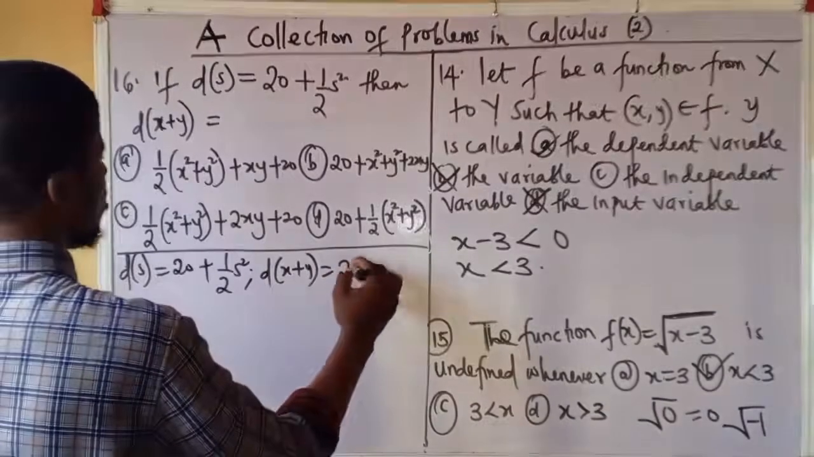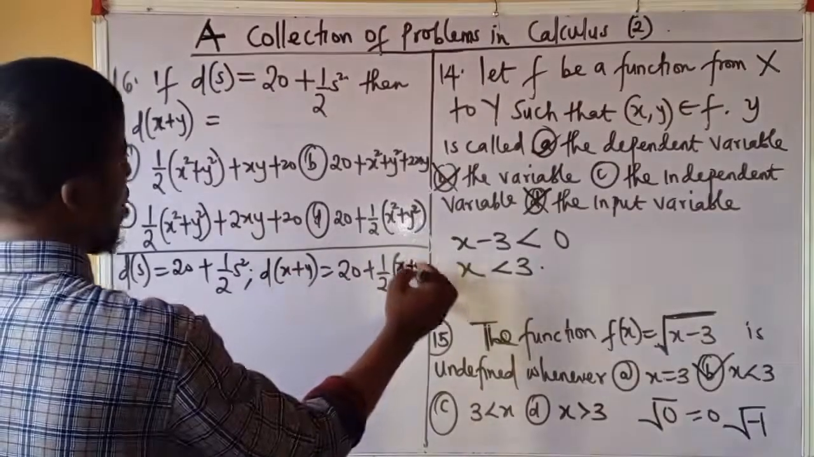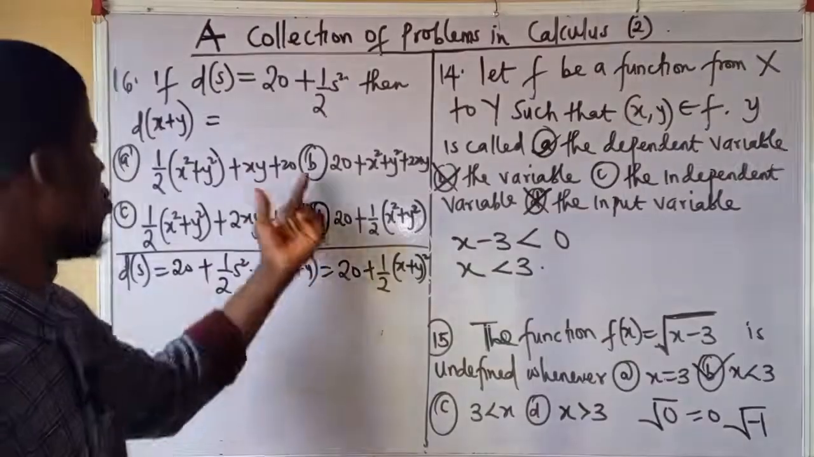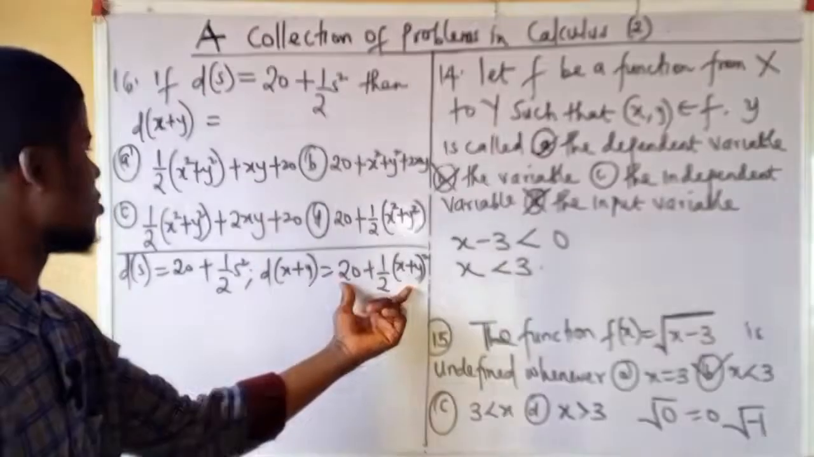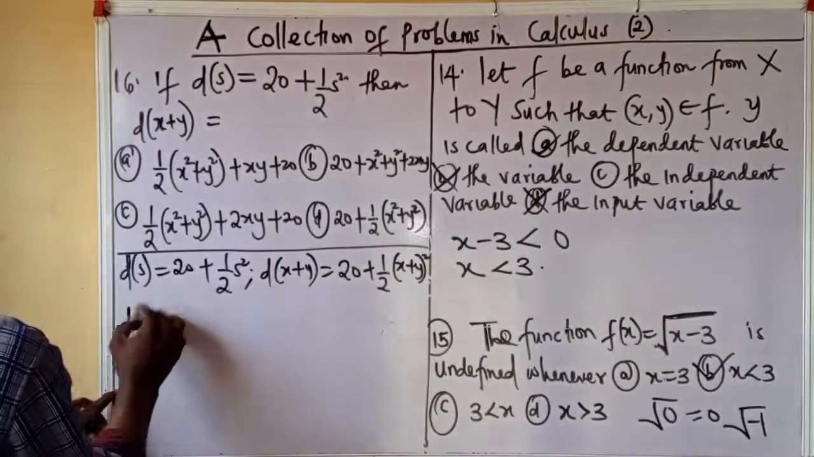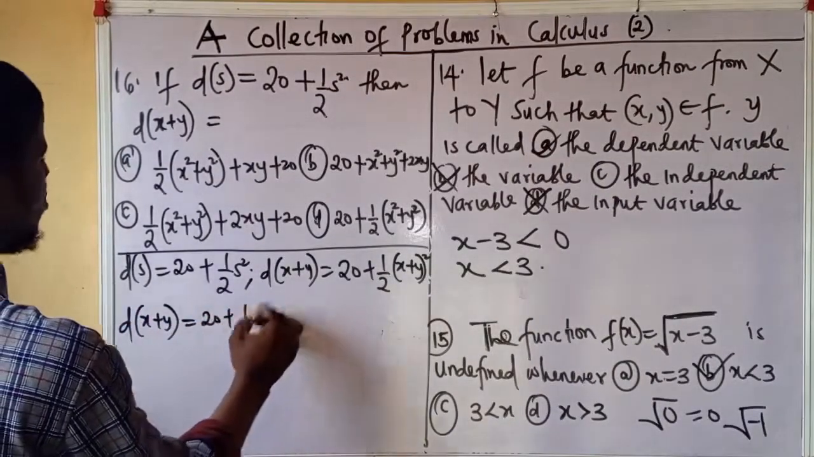That will be 20 plus 1 over 2. Then here I'll be writing x plus y all squared. Before I proceed, looking at these options, no one is like this. So let me expand this x plus y squared. So d of x plus y is 20 plus 1/2 in brackets.